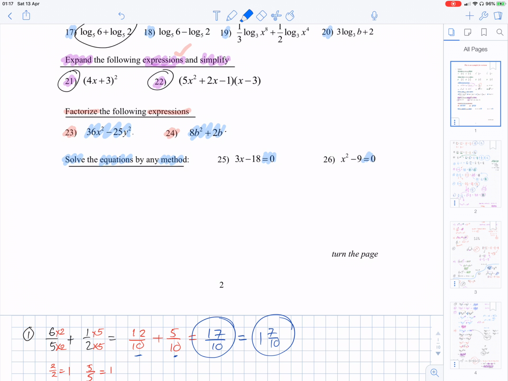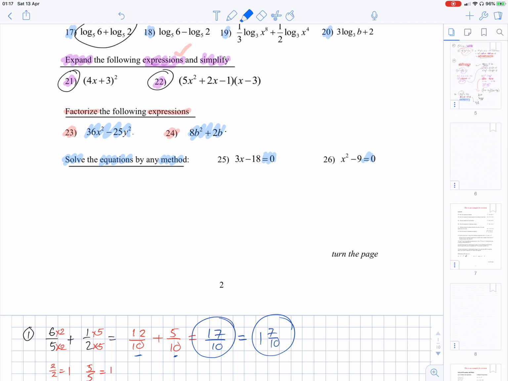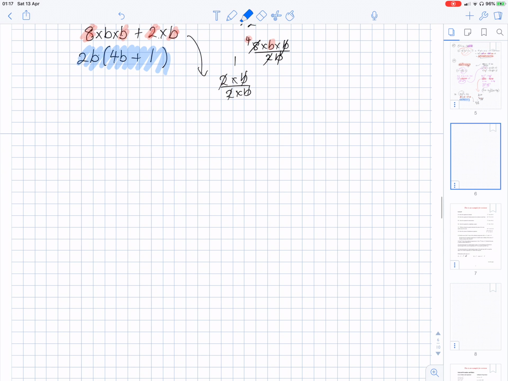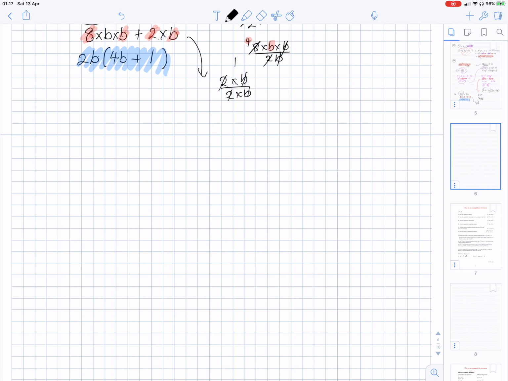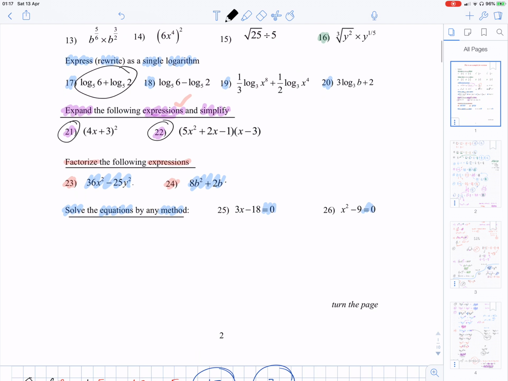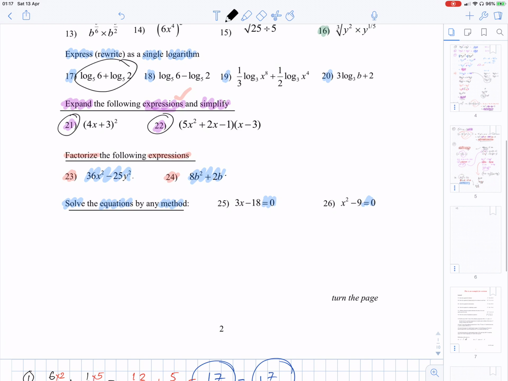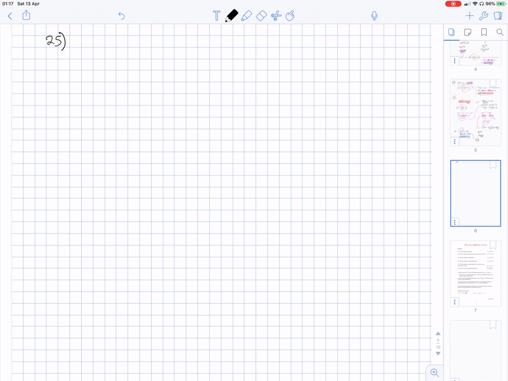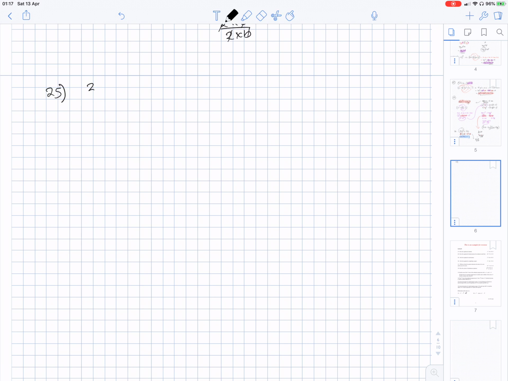So let's start with 3x take away 18. So 3x take away 18 is number 25. Let's check again. It is 3x, so it's 3x take away 18 equals 0.